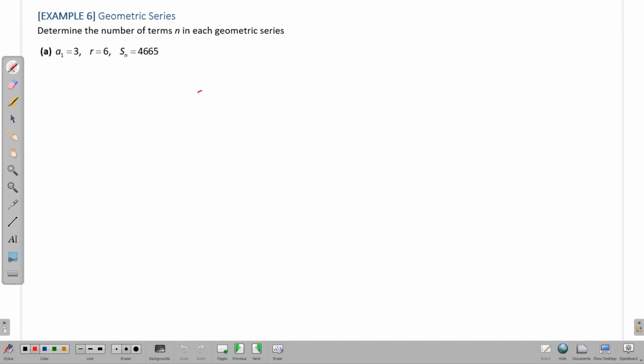So let's start by just writing the S sub n formula, the original one. So notice we have everything in this formula except the value of n. So when we solve this, it is going to be similar actually to the first method, the harder one, but the algebra here is quite a bit cleaner. So let's plug in. We've got 4,665 equals a1, which is 3.